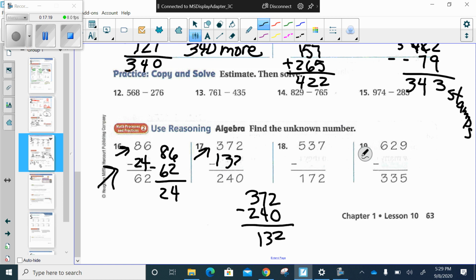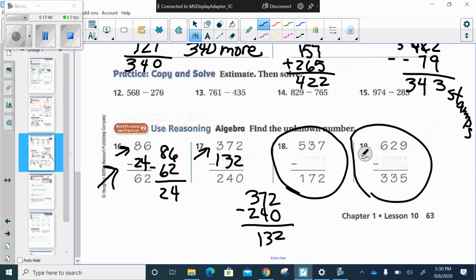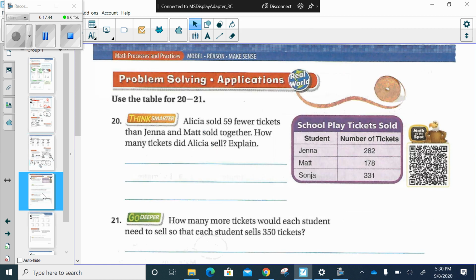132. Let's see if that works. 2 minus 2 is 0. 7 minus 3 is 4. 3 minus 1 is 2. Okay? It works. I promise you. Okay? I want you to try this one on your own. Actually, try both of them on your own, just to make sure. Let's go to the next page. Now, we'll only do a couple of these.